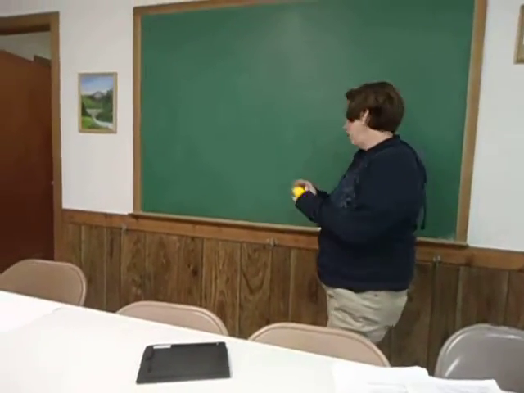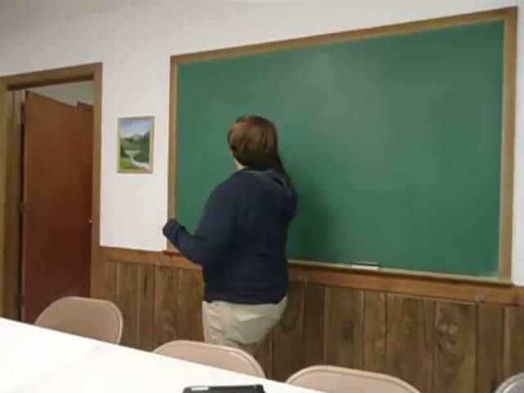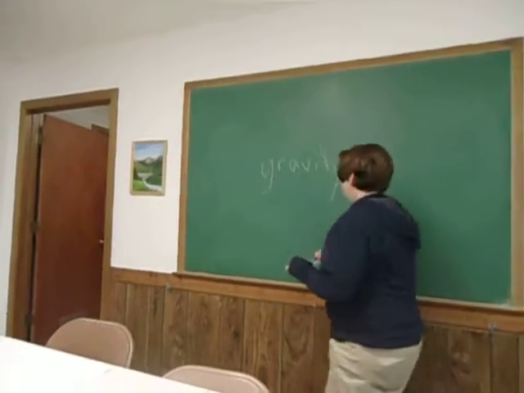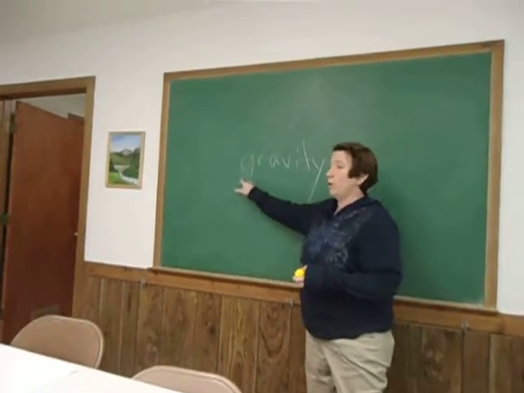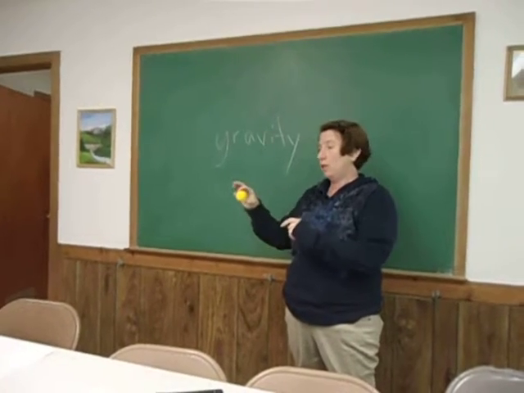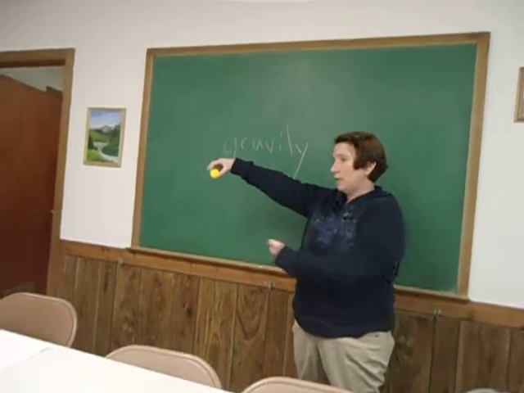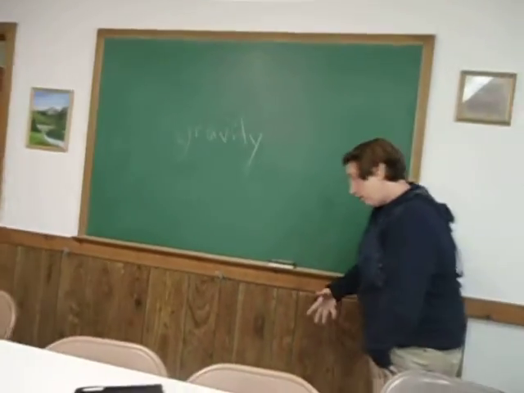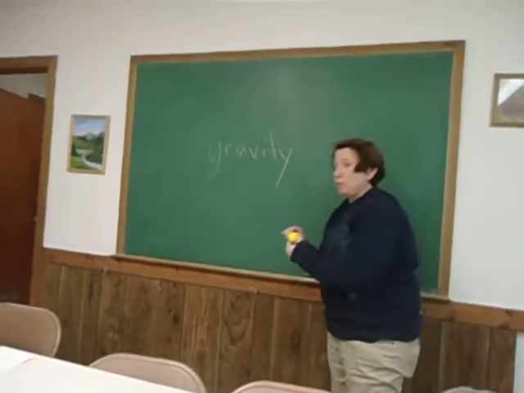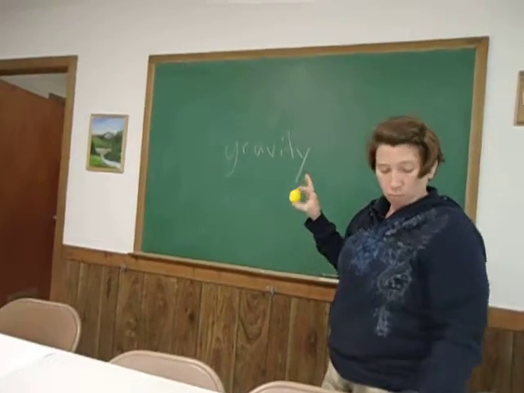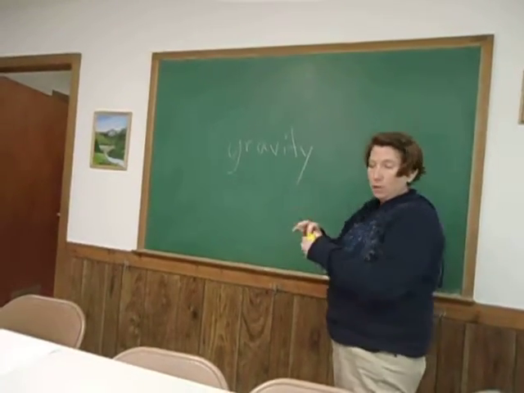Actually, gravity, we're going to write that word on the board. Gravity is the force that the earth is pulling. So when we drop this, the earth is pulling it down to the ground. And then once it gets down there, it does bounce because it is a little bit bouncy. But mostly it's just going to fall.